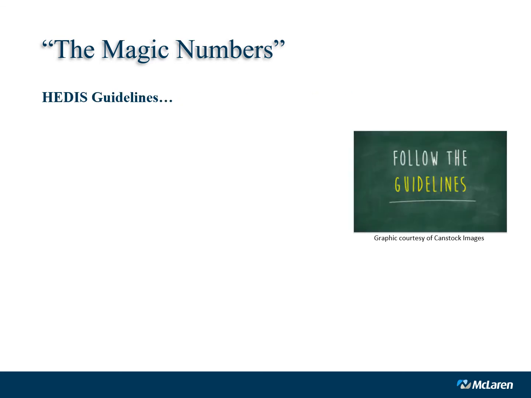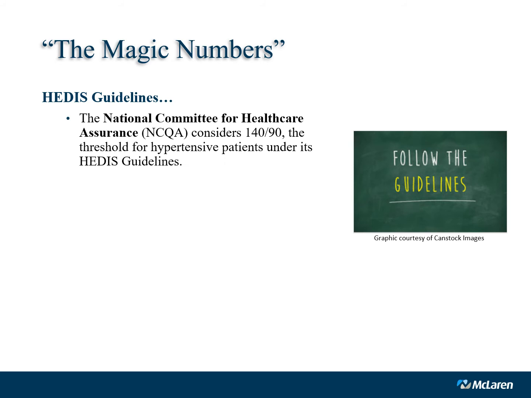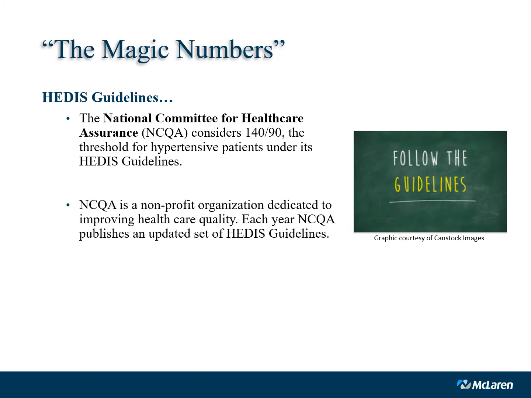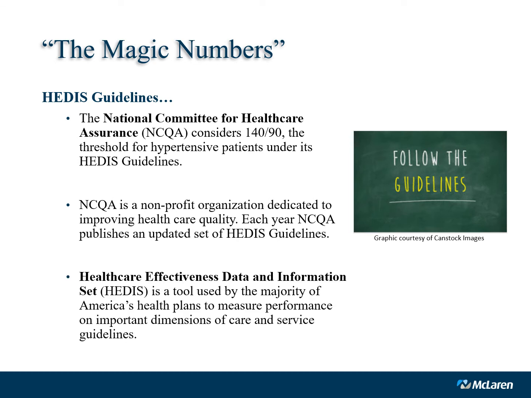Here are some HEDIS guidelines to remember. The National Committee for Quality Assurance, NCQA, considers 140/90 the threshold for hypertensive patients under its HEDIS guidelines. NCQA is a nonprofit organization dedicated to improving healthcare quality. Each year, NCQA publishes an updated set of HEDIS guidelines. Healthcare Effectiveness Data and Information Set, HEDIS, is a tool used by the majority of America's health plans to measure performance on important dimensions of care and service guidelines.